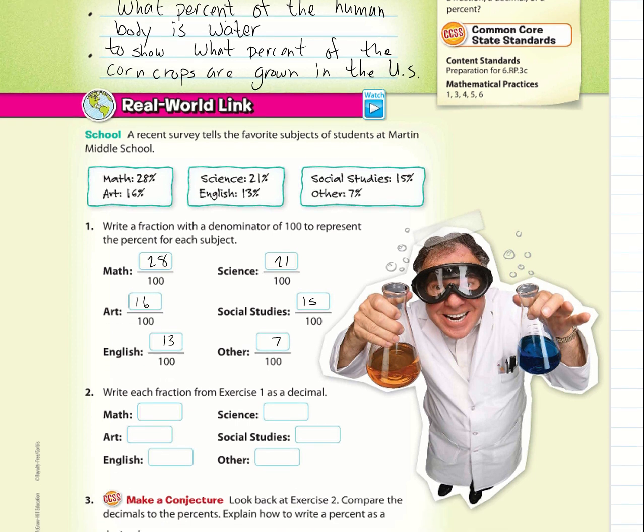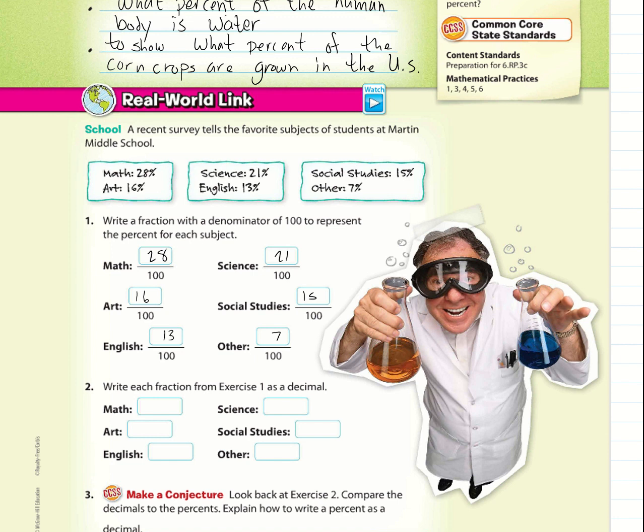So write each fraction in exercise 1 as a decimal. So that's 28 hundredths, 21 hundredths, 16 hundredths, 15 hundredths, 13 hundredths. Be very careful because this is not 7 tenths. We have a denominator of 100, so this is 7 hundredths. Very careful with that 7.